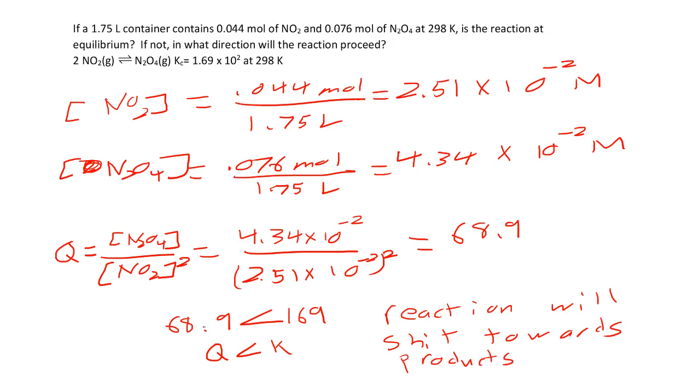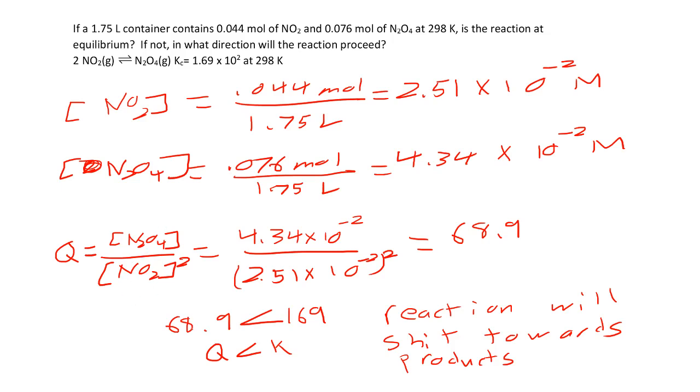So if we want to get 68.9 to get to 169, the numerator has to go up and the denominator has to go down. Because remember, one can't change without the other because of how equilibrium works, unless we add something. But we're not going to be able to shift it other than changing both. So we're going to make the numerator go up, denominator go down.